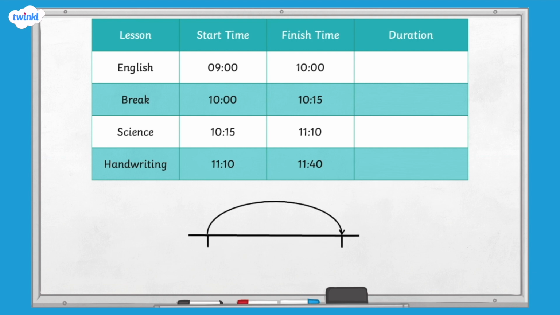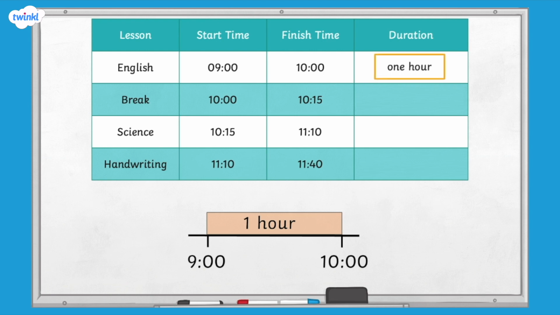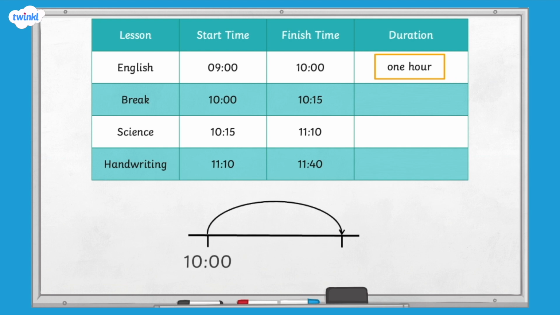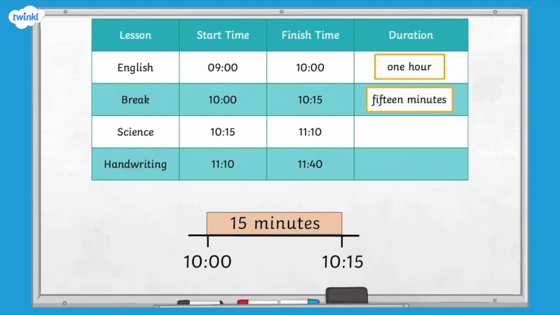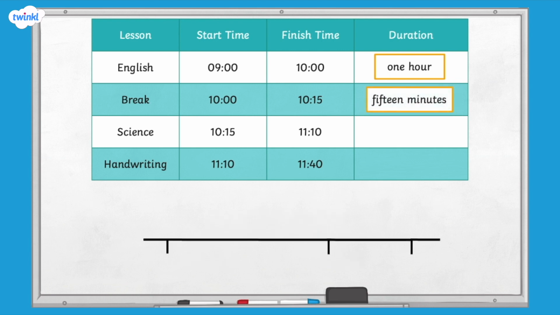To find the duration of the English lesson, we would start at 9 o'clock and finish at 10 o'clock. We count on 1 hour to get from the earlier time to the later time, so the duration of the English lesson is 1 hour. Break time starts at 10 o'clock and finishes at 10:15. By counting from the earlier time until we get to the later time, we can see the duration of break time is 15 minutes.